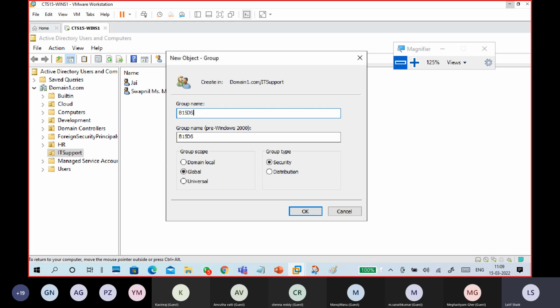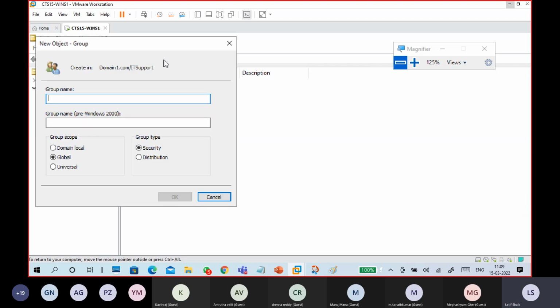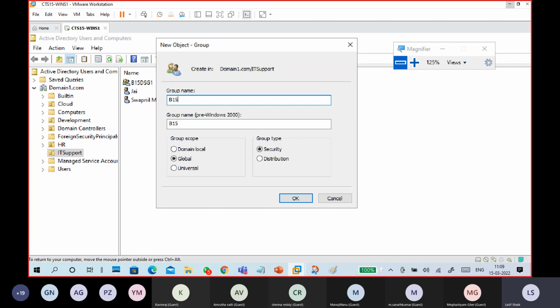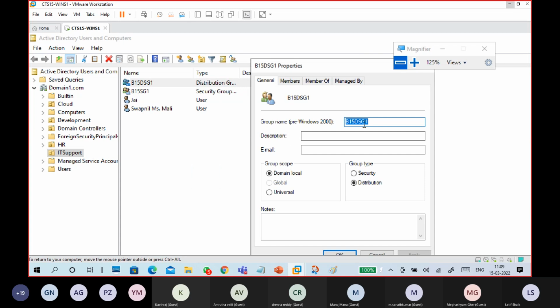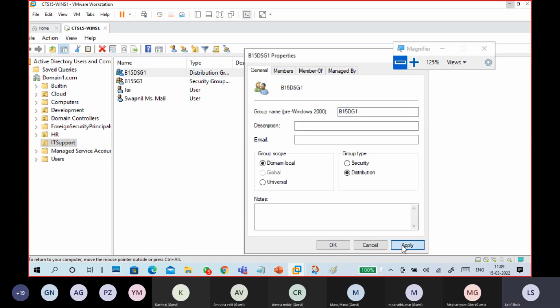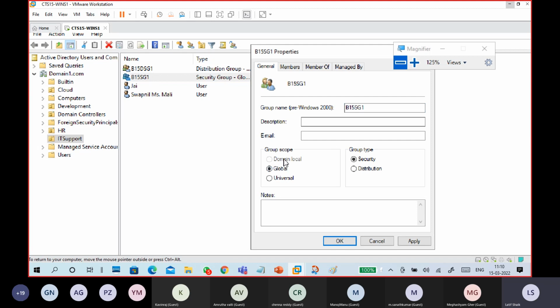So group name is B15 DSG1. Okay, distribution group. Group scope can be anything, no problem. Again, I'm creating another group, B15 Security 1, SG1. I think I made a mistake here. DG1, distribution group, right? So DG1. Okay, this is the distribution group. This is the security group. Group types are also shown. It is showing it is global, but you cannot convert global into local.